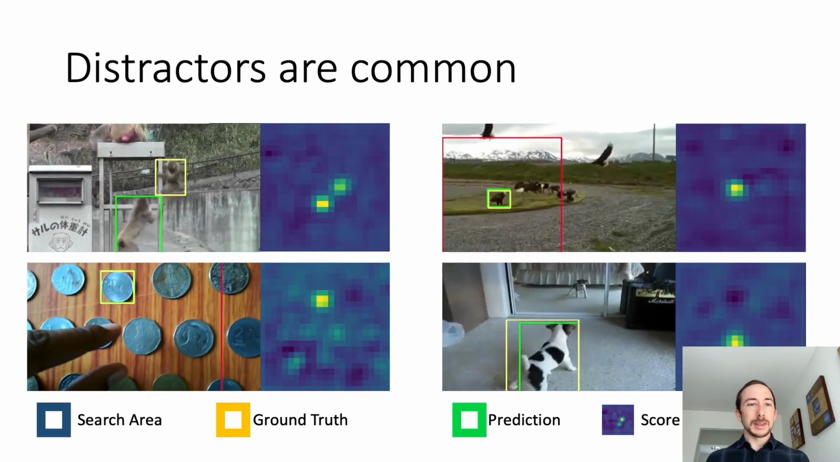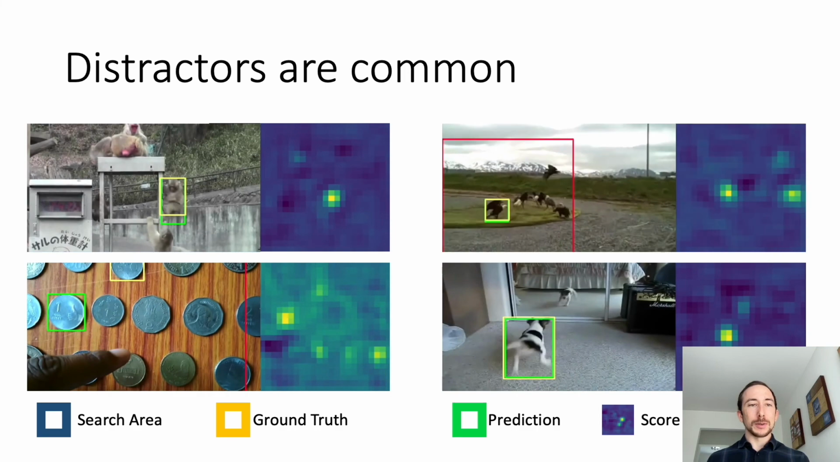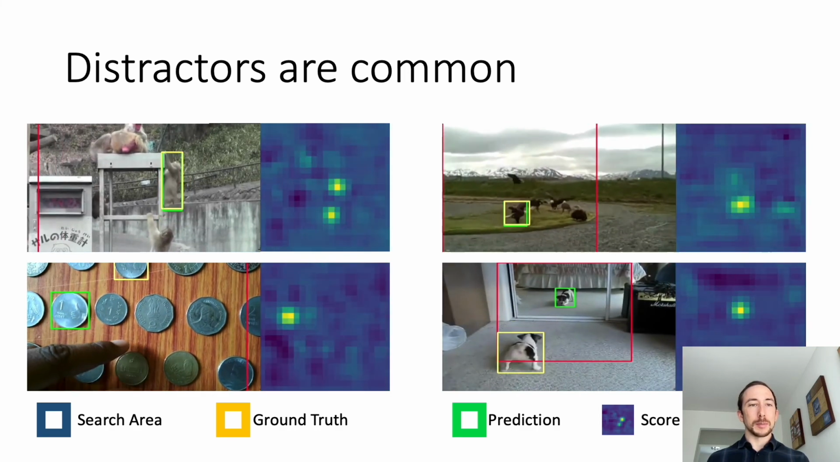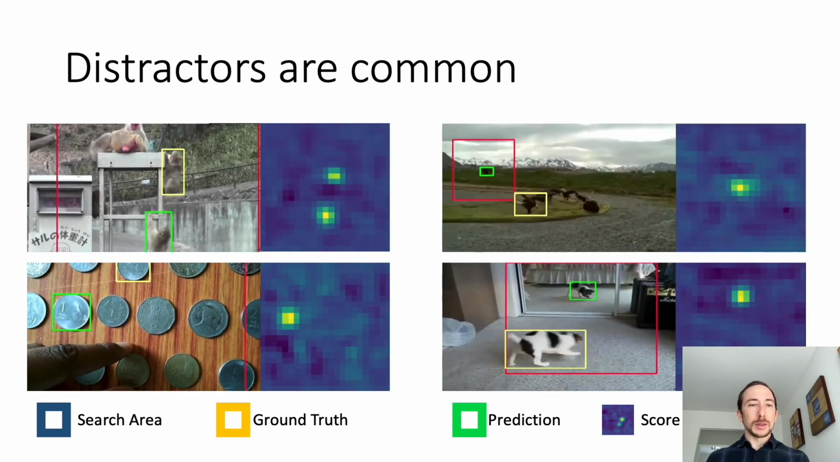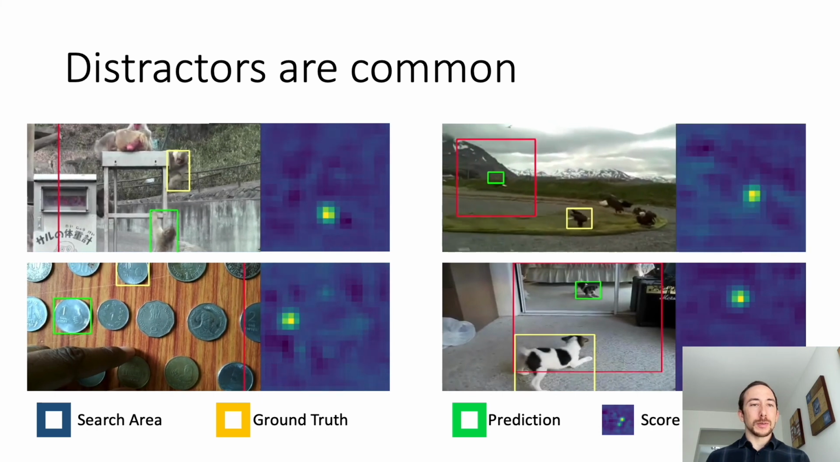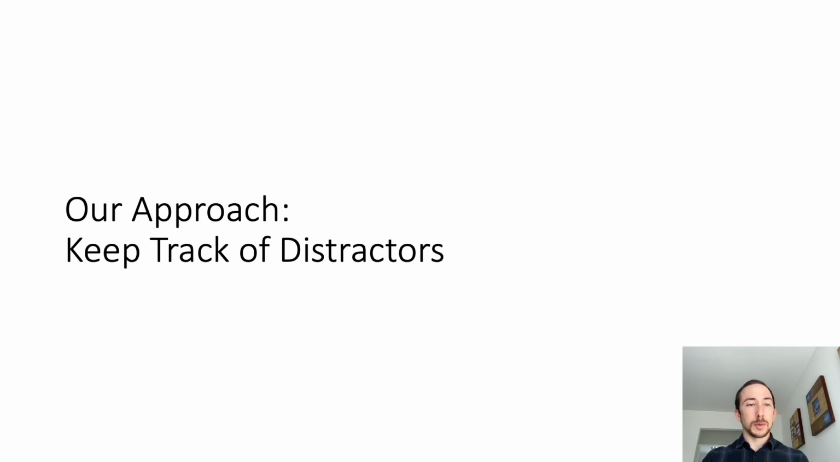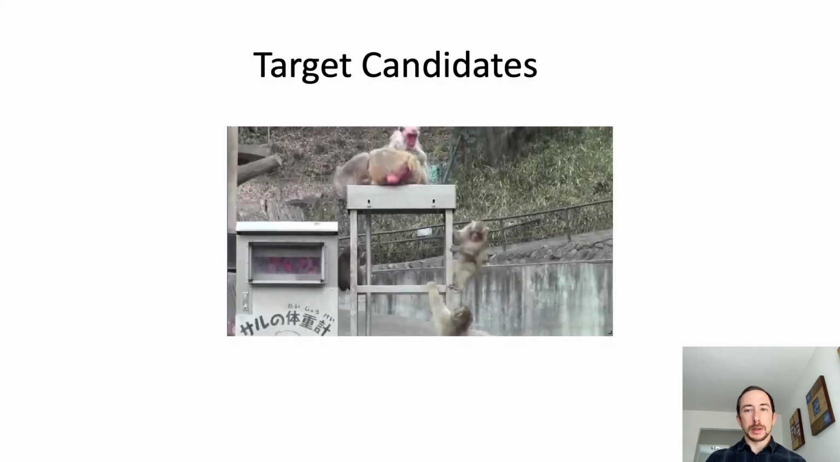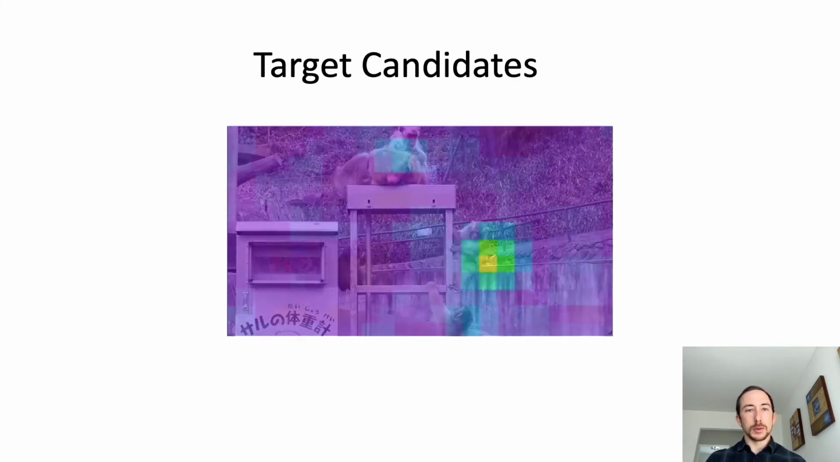So the annoying thing is that distractors are actually very, very common in natural tracking applications, because similar objects often co-occur. If I'm interested in tracking some particular object, I have to deal with the fact that there might be similar objects around. So to address this common problem, we propose to keep track of distractor objects. From an appearance-based tracker, we use a score map to detect target candidates.